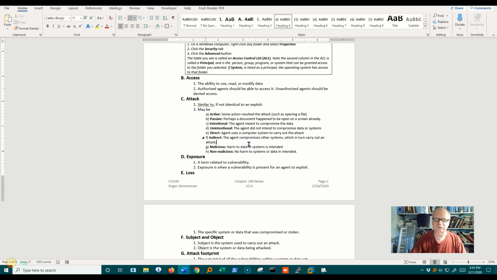that would be an indirect attack. It can be malicious or non-malicious, in other words, intentional or unintentional as well. So various types of categorizations of attacks.